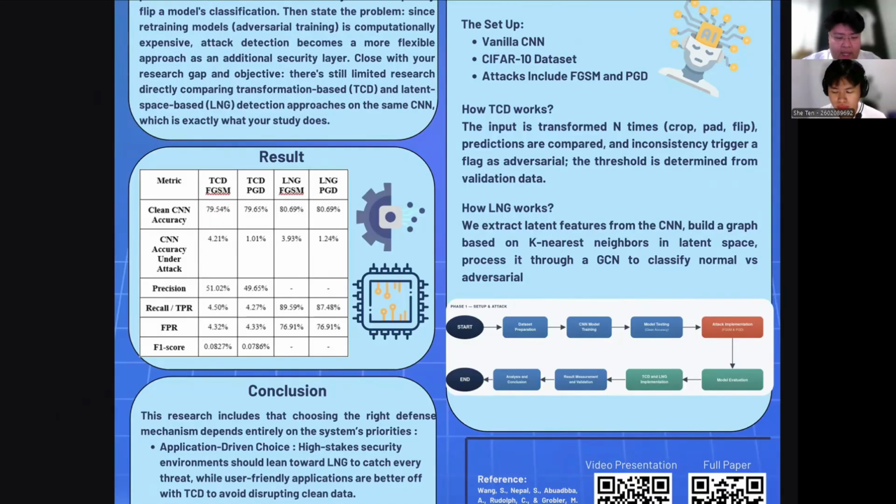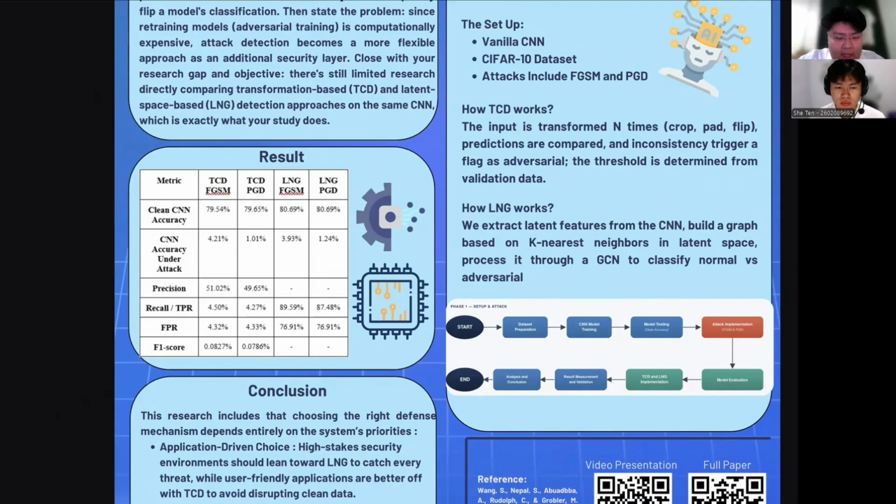However, once adversarial attacks were applied, the performance dropped significantly. Under the FGSM attack, the accuracy decreased to only 4.21% for TCD and 3.93% for LNG. When using the stronger PGD attack, the accuracy became even lower, reaching only 1.01% for TCD and 1.34% for LNG. These results show that although CNN performs well on normal images, it is highly vulnerable to adversarial attacks.